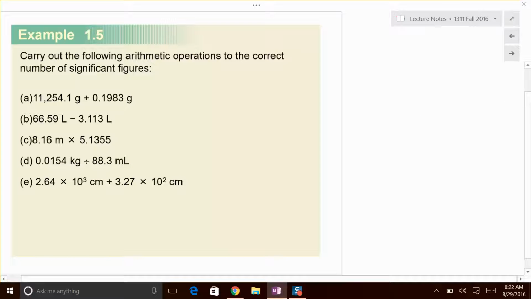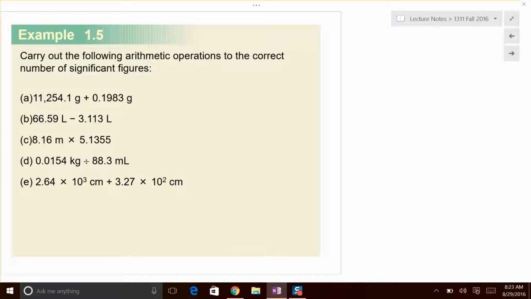Okay, so let's carry out the following. Let's just first look at these, and let me ask you, in A, how many decimal places am I going to go to? 1. There you go. You don't have to line it up. You just have to look at that and say, which one has the least number of decimal places? This one. How many decimal places are there? There are 1. So my answer will have 1 decimal place. So I will add those 2 numbers together, and then I will round it to the first decimal place.